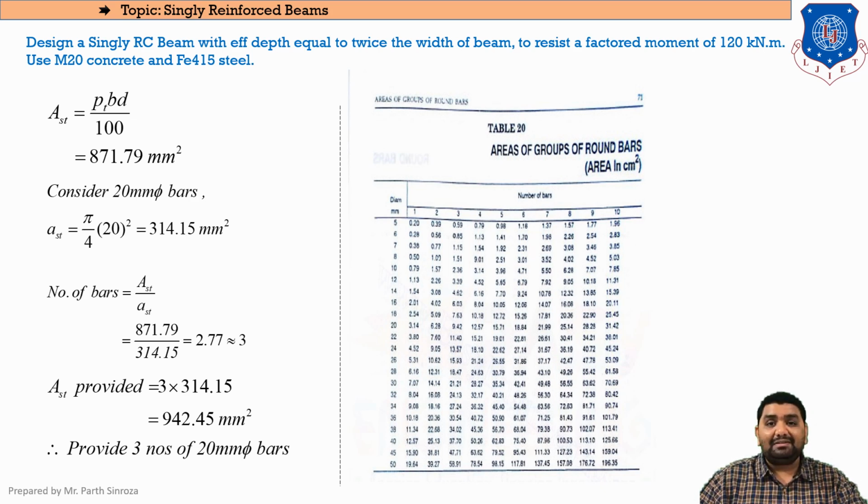So how to finalize the values here? Up to this step, 871.79, our answer will be fixed. Now converting it into centimeter square, the value we need is 8.71. For remembering purposes, you need to know that for a singly reinforced beam you need to provide the number of bars in the range between 2 to 6. The minimum number of bars that you can provide is 2, and the maximum is 6. So you always need to follow this range, between 2 to 6 bars.